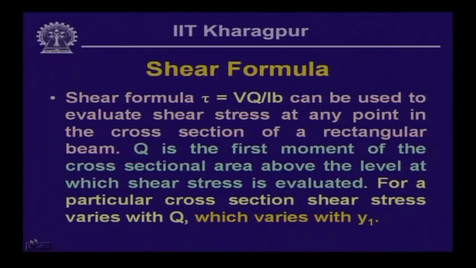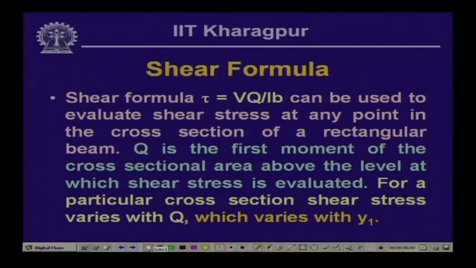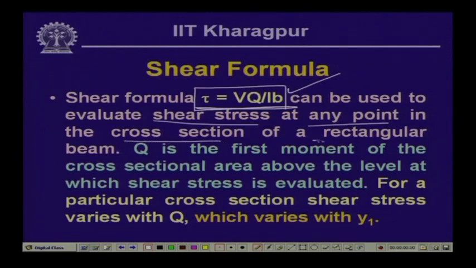Now, as we have seen, the horizontal shear stress is complementary to the vertical shear stress. So, the vertical shear stress will also be equal in magnitude to that horizontal shear stress. So, once we compute this expression, V Q by I B, it is the same for the vertical shear stress as well. From this shear formula which we have just derived, we find that the expression for shearing stress tau equals V Q by I B, and this can be used to evaluate shear stress at any point in the cross section of a rectangular beam.